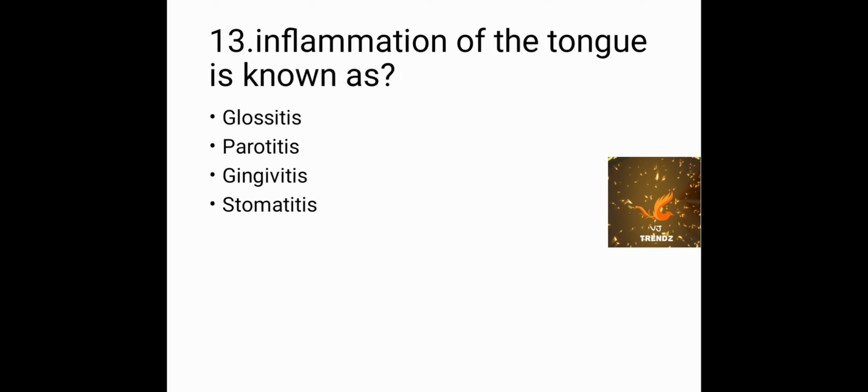Inflammation of the tongue is known as. Options are glossitis, parotitis, gingivitis, stomatitis. Glossitis is inflammation of the tongue. Parotitis, inflammation of the parotid gland. Gingivitis is inflammation of the gums. Stomatitis is inflammation of the mucous membrane of the mouth. So the answer is glossitis. Glossitis is inflammation of the tongue.